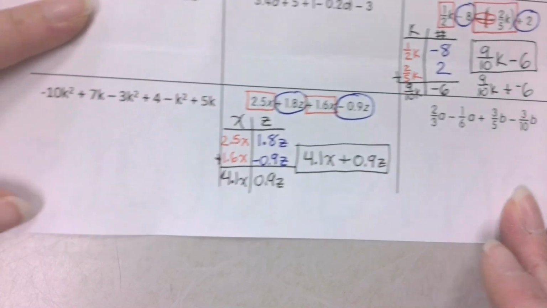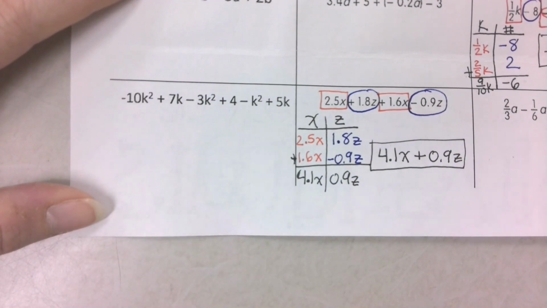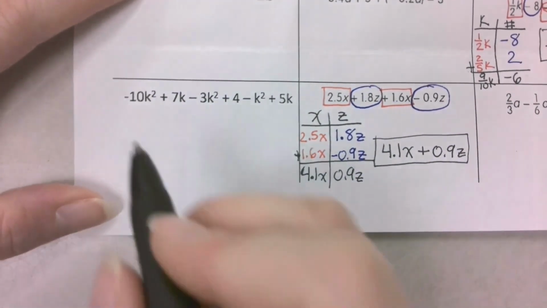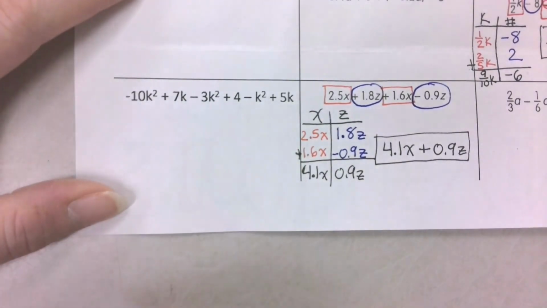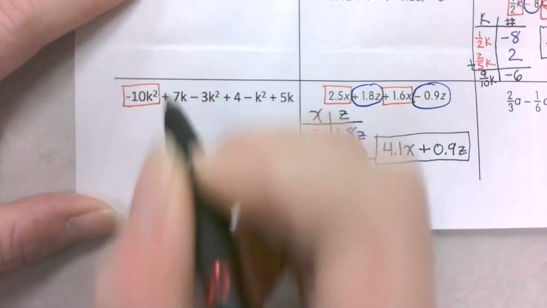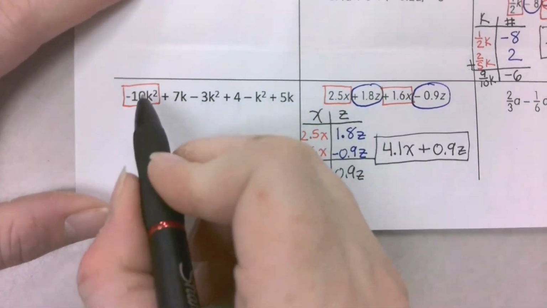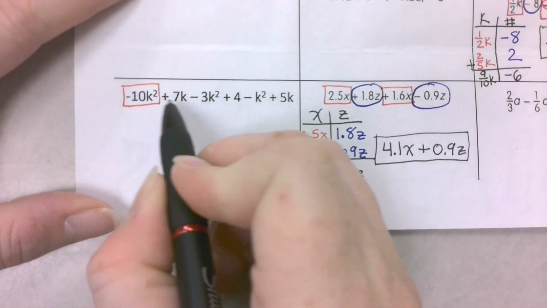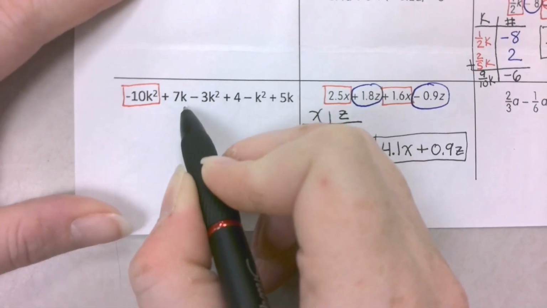Now, finally, we're going to do this one together. All right. I like to look first and I like to say, okay, how many like terms do I have and how many columns do I need? So I've got -10k squared. Remember, they have to have the same variable, the same exponent. So these two are not like terms because this is k squared and this is just k.